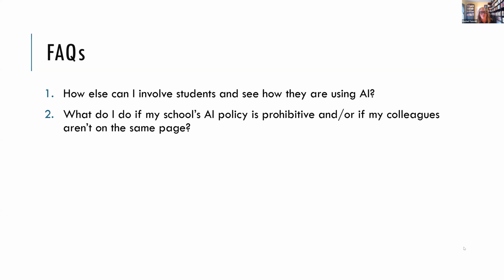So another common question that we get is, what do I do if my school's AI policy is prohibitive and/or if my colleagues aren't on the same page? First of all, in terms of the school's policy, we would say advocate to the extent that you can, because one thing we do know is that bans are not effective, right? Just banning AI usage, maybe within the school building, they can go home and use AI. So it's better for us to think about how we can teach them to use it in responsible and ethical ways to prepare them for an AI enhanced world, right? That they are already living in.